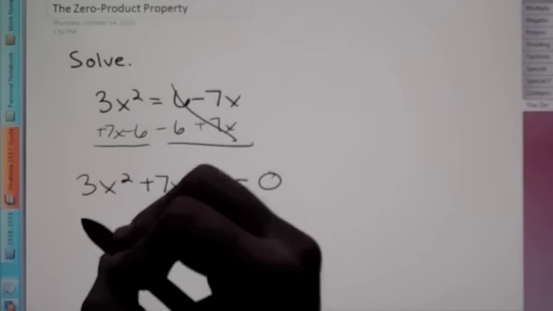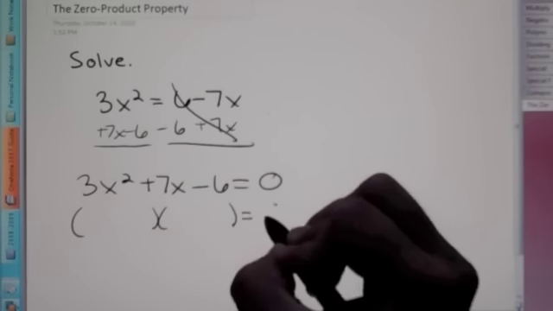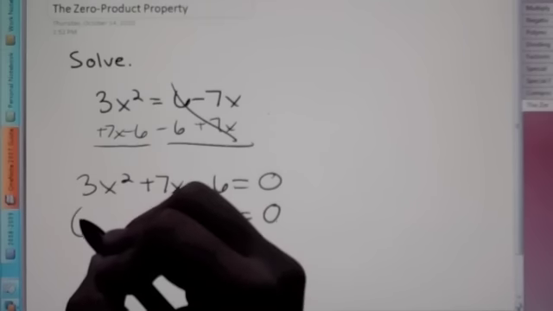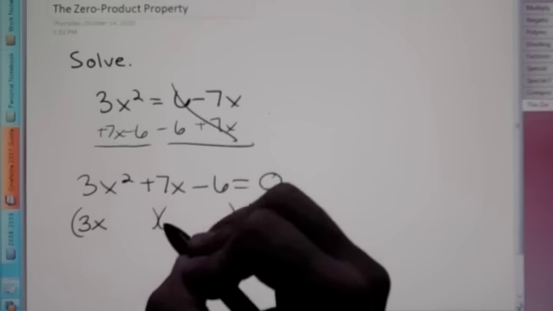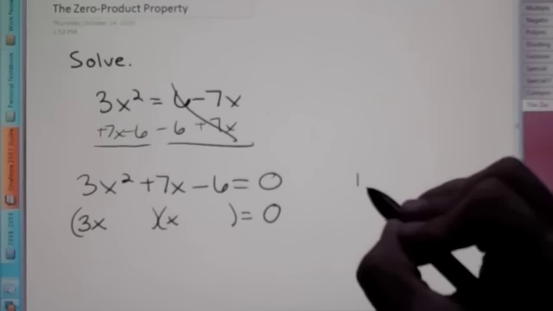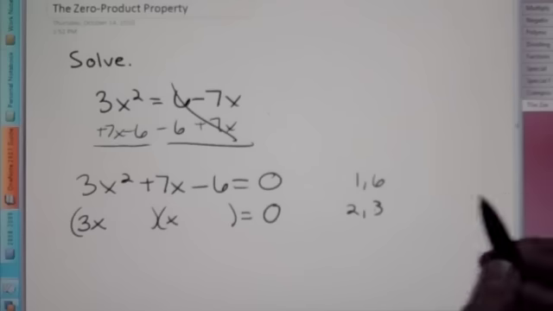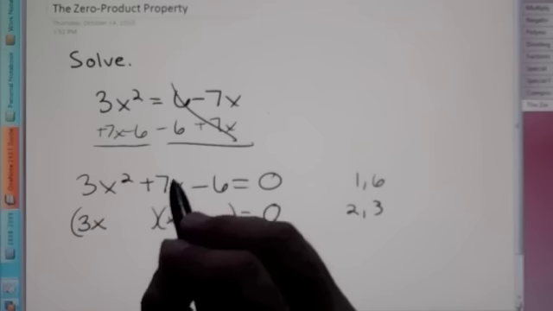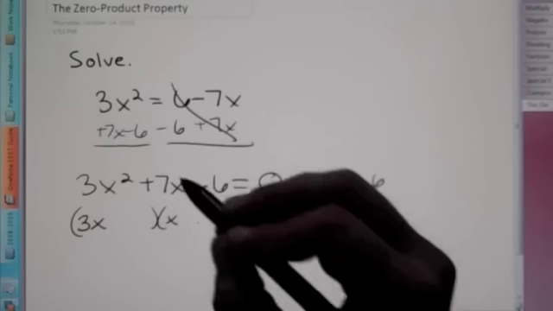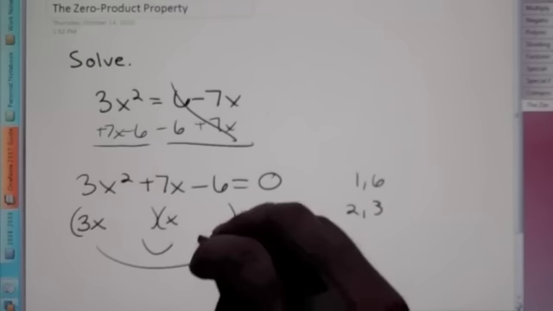So from here, what I can do is break this into two parentheses. Since this is just 3x squared, the only factors of 3 are 3x and 1x. And now our options for factors of 6 are 1 and 6, and 2 and 3. So we need to have a difference of 7. Since this is a minus, you're going to have opposite symbols. Their outer and inner products are going to need to have a difference of 7.